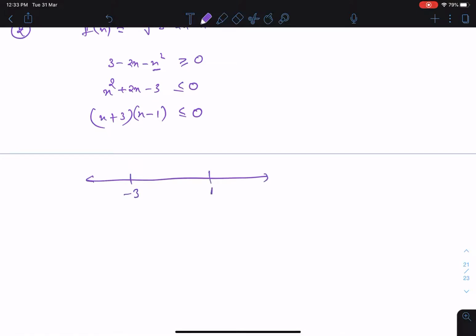Minus 3 and 1 are the critical points, plus minus plus. You want the negative solution, that means this will be your solution. So what is the domain of f(x)? The domain of f(x) is minus 3 to 1.